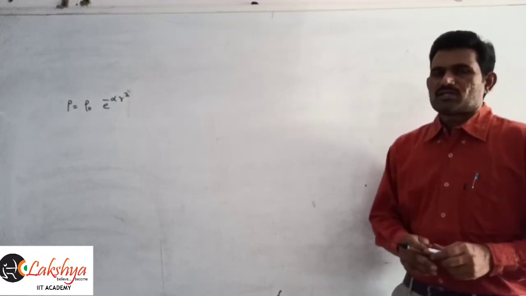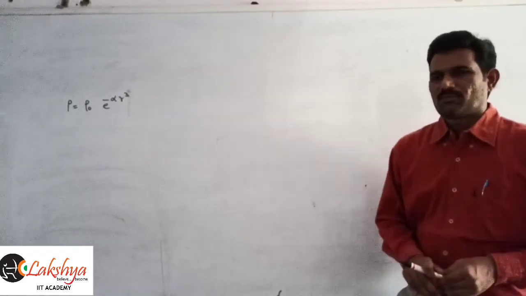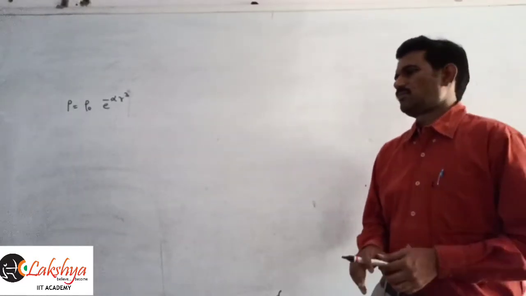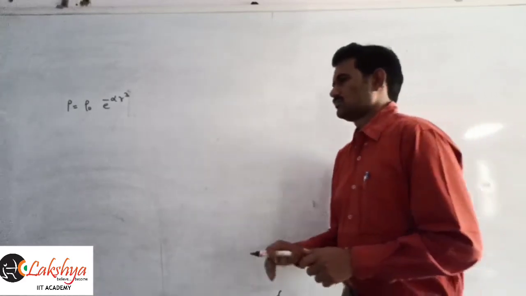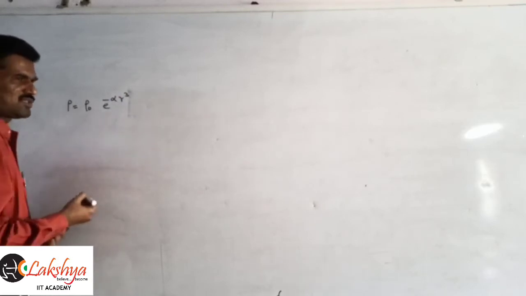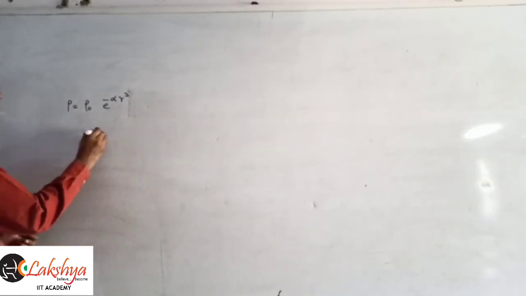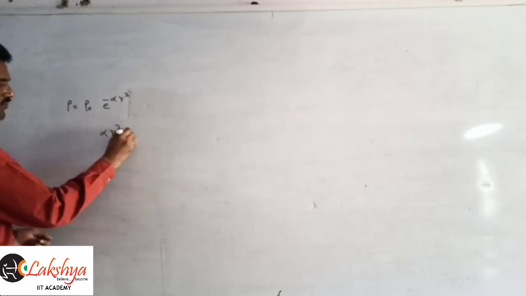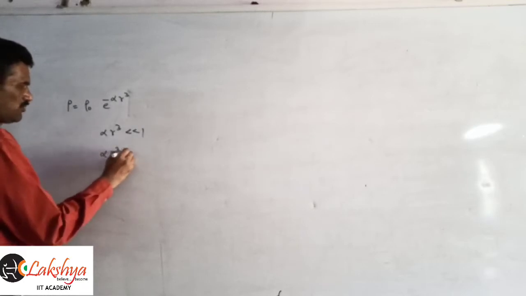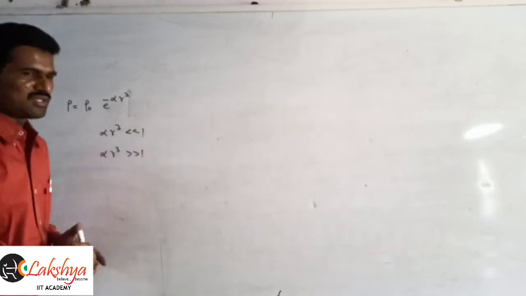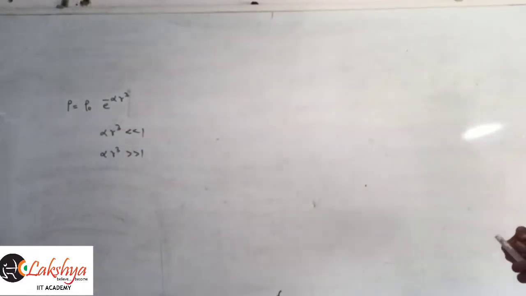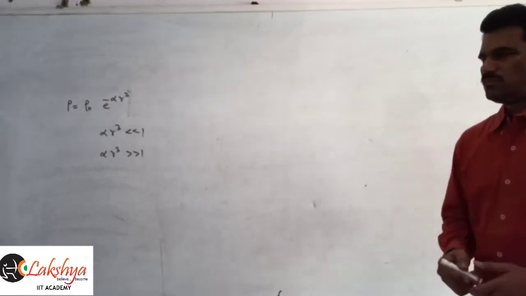Also write the expression for electric field when r is very small and when r is very large, or I can express that as alpha r cube is very much less than 1, and alpha r cube is very much greater than 1. That means when r is very small and when r is very large, we can express like that. So that is one problem.